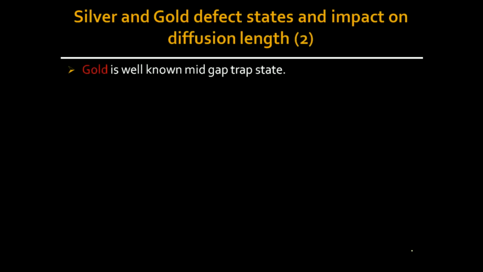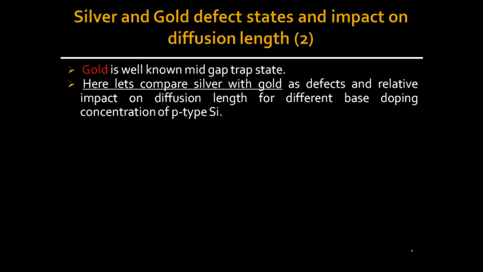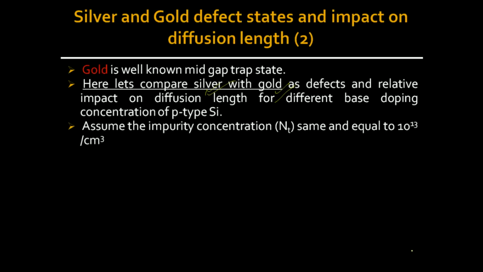Again, you see gold, which is a mid gap trap state, as we have seen in the previous lecture. Here we are going to compare silver with gold, and for comparison we are assuming that the impurity concentration for gold and silver is the same, meaning 10 power 13 per centimeter cube.